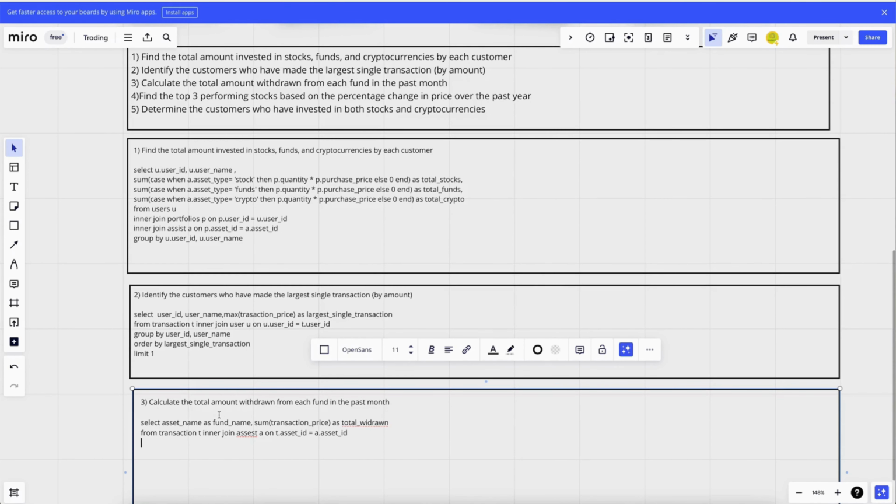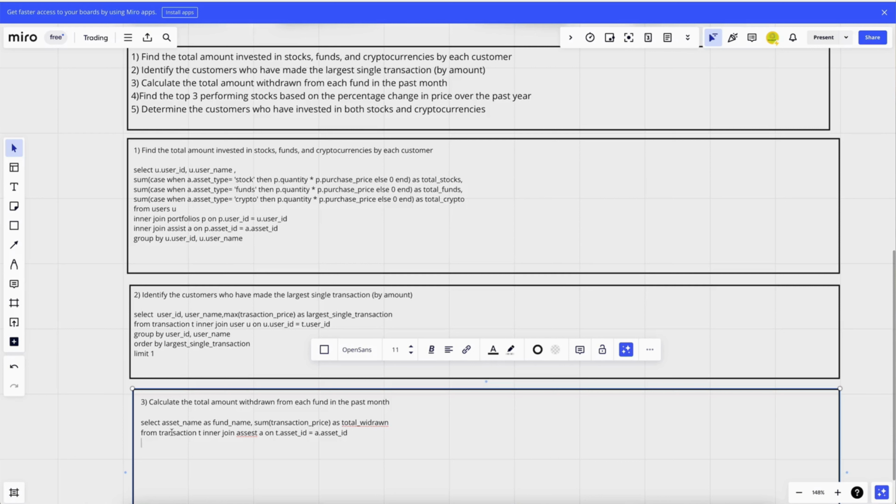So here they did not mention it's on the user level. So this is not on the user level, so there is no need to join the user table. If they mention, like, for each user, what is the withdrawal fund or withdrawal asset type in the past month, then we can add the user ID also. But I think they just mentioned overall, last month for each asset type, what is the total amount withdrawn. So there is no need to join the user table here.